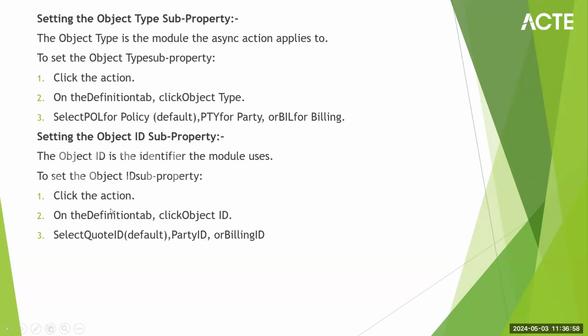Setting the object ID property, the identifier the module uses. To set the object ID property, click on the action definition tab, click object ID, and select code ID by default, party ID, or billing ID. It depends on you. If it is a policy, you need to click on the code ID. If it is a party, you need to click party ID. If it is a billing, then you need to click billing ID.